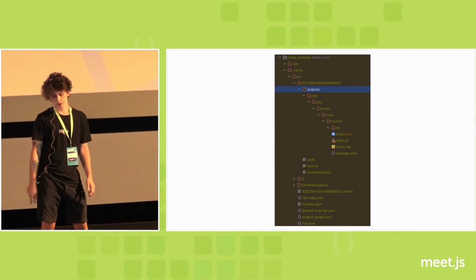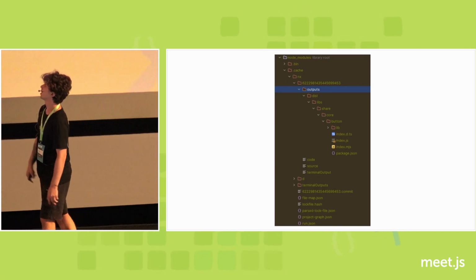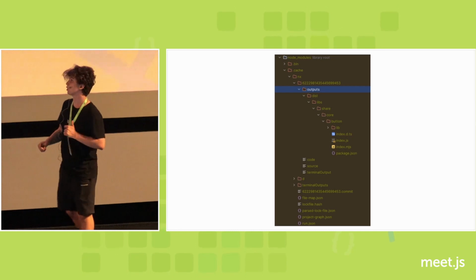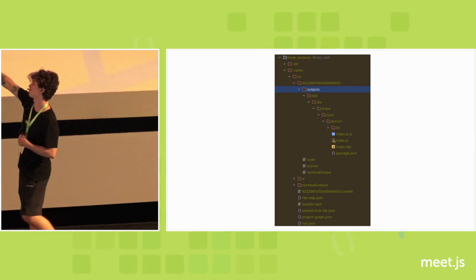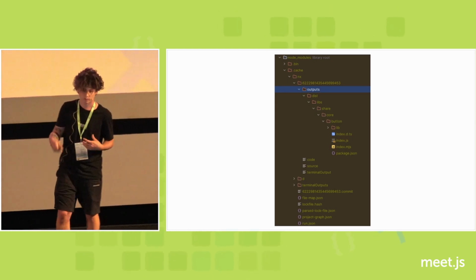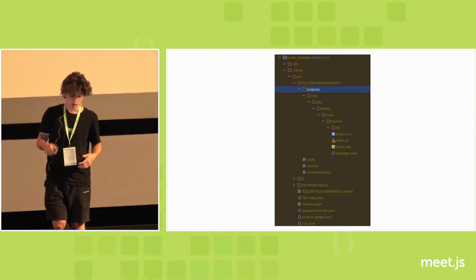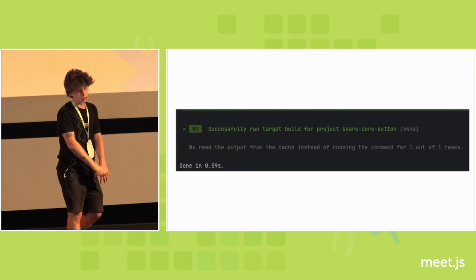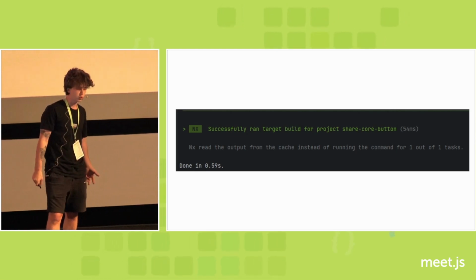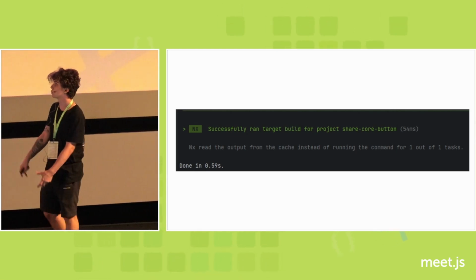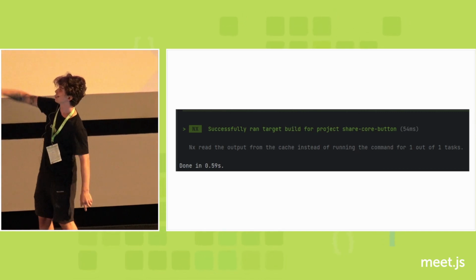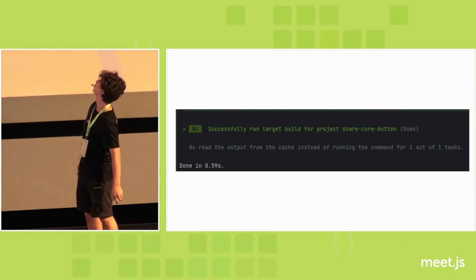For example, share core button, yeah? That's our cache. As I mentioned before, this hash is our change. And also, below you can find a .commit file that is also important for NX, because without this file, NX will ignore our cache. And so now we know that cache is stored inside node modules. And if you copy those files and paste it to the same repository, NX will build our library with cache. NX reads the output from the cache instead of running the command.